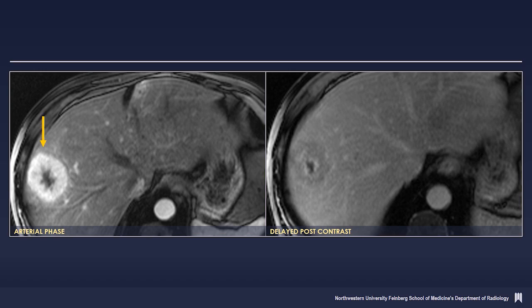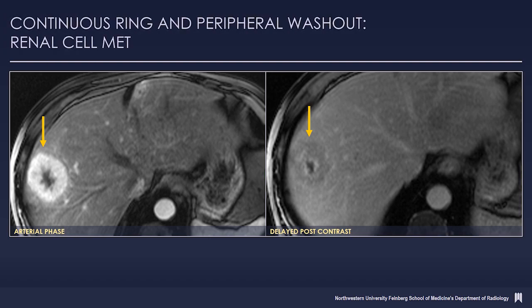It shows a lesion with a continuous rim of enhancement, and it has what's referred to as the peripheral washout sign, where that peripheral area of enhancement is now washing out. And that's consistent with metastases, in this case from renal cell cancer.